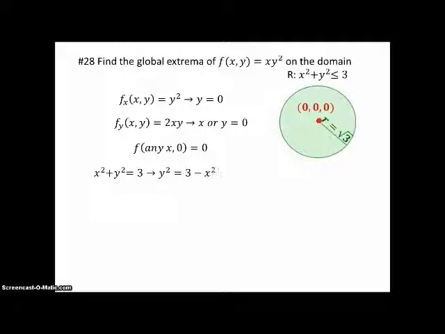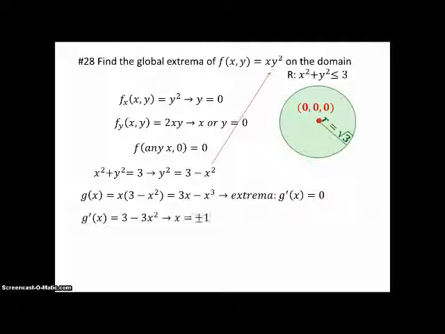So let's take a look at the edge. The edge of that region is x squared plus y squared equals 3, or y squared equals 3 minus x squared. And we're going to plug that back into the original, and that'll give us g of x, a single variable function in x, that we can find the extrema of. So we've got x times 3 minus x squared, which simplifies to 3x minus x cubed, and it will have its extreme values when g prime of x equals 0. So we've changed this into an easier problem.